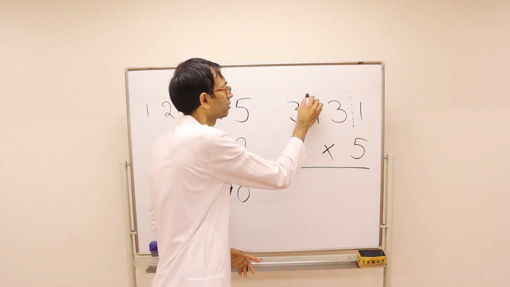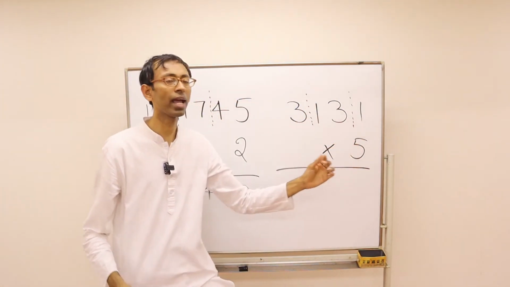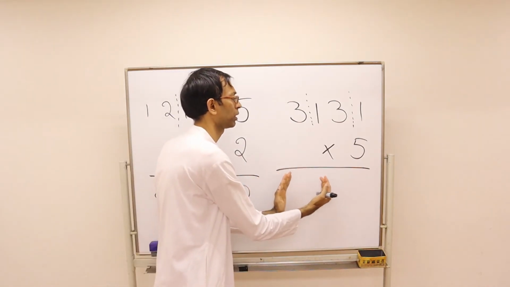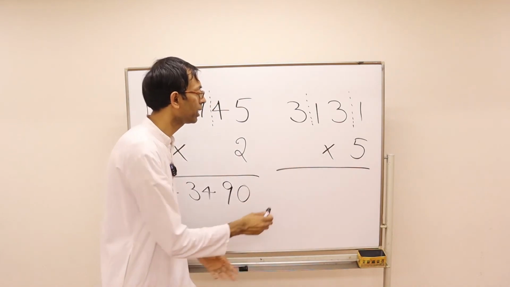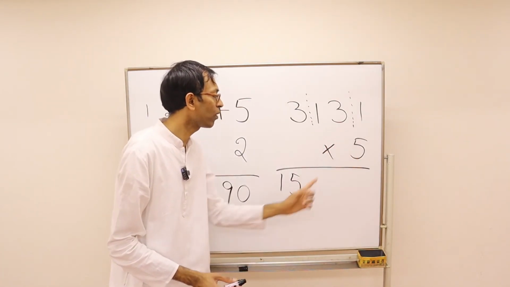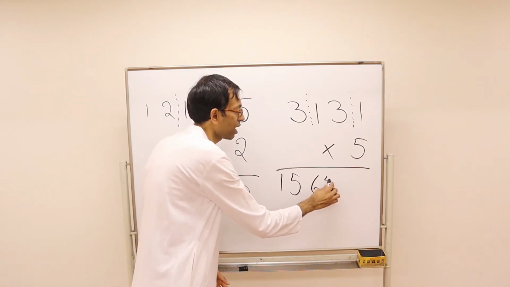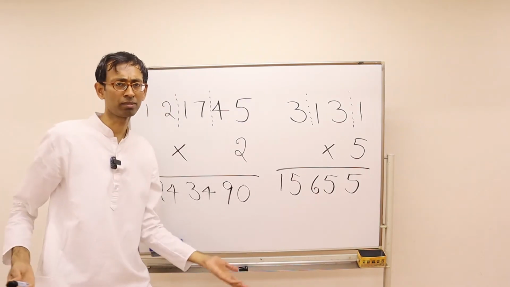Oh yeah, we can split here. So, and then we have 3 separate multiplication problems. We simply combine them to get the final answer. So 5 times 3 is 15. 13 times 5 is 65. 5 times 1 is 5. As simple as this.